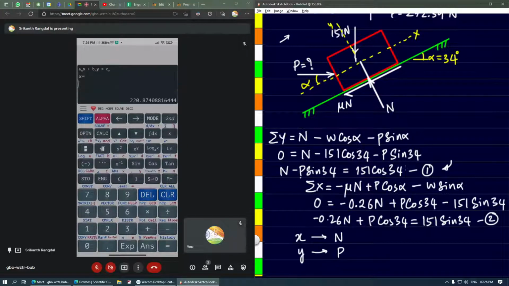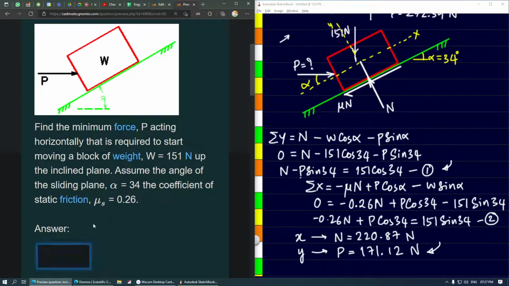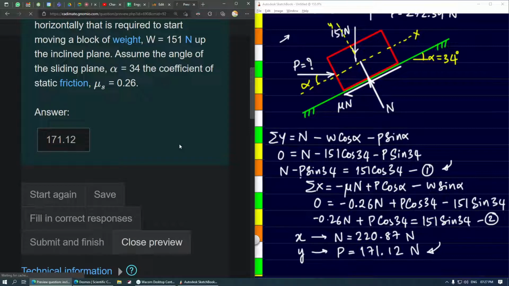Press equal to once again to get the value of x. Now in the calculator, as I told before, the value of x for us, that is the value of n, is 220.87, and press equal to once again to get y value, and y value for us is p, and that we are getting as 171.12. Of course these values are in newtons because all the other forces given here are in newtons. So this here is the answer that we need to feed. Let's feed it and check whether it is correct. 171.12. Let's go ahead and submit.